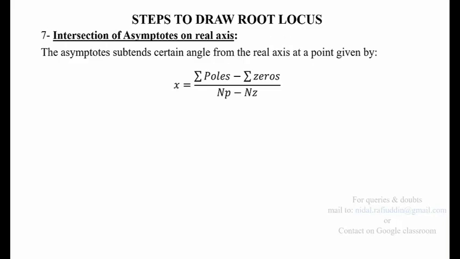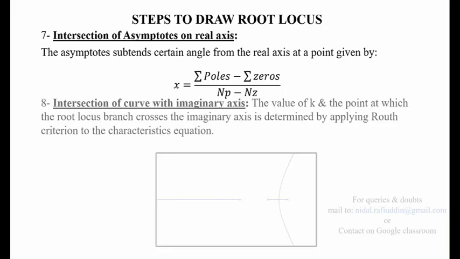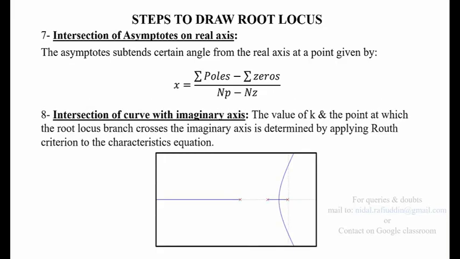Now rule number 7 pertains to the intersection of asymptotes on the real axis. The asymptote subtends a certain angle from the real axis at a point given by x, which is equal to summation of poles minus summation of zeros divided by np minus nz. We'll try to implement this rule when we solve an example in the upcoming slides.